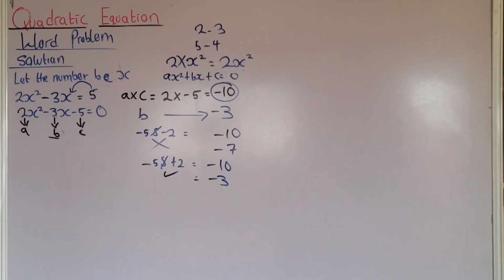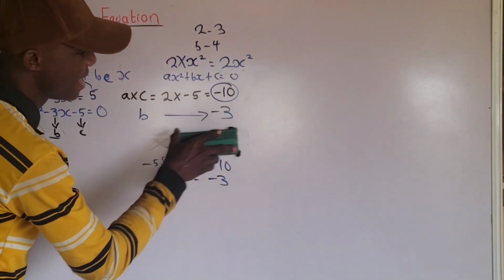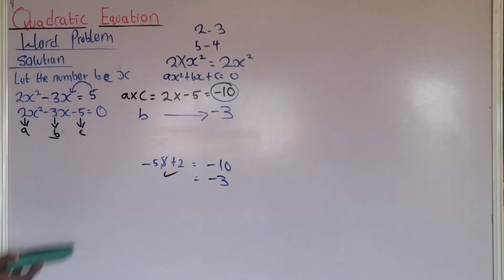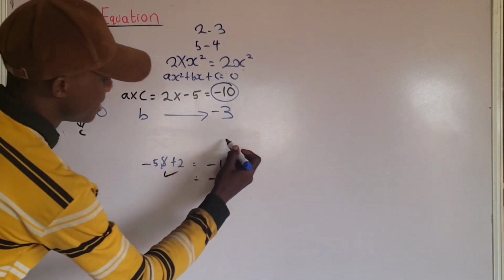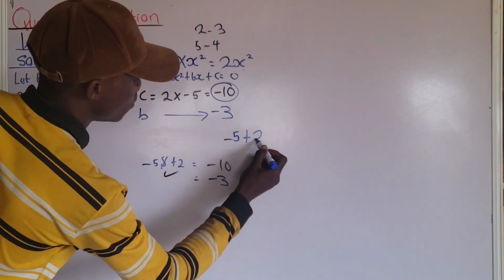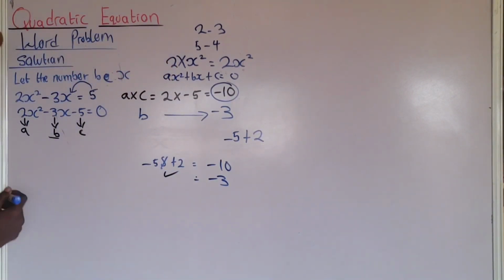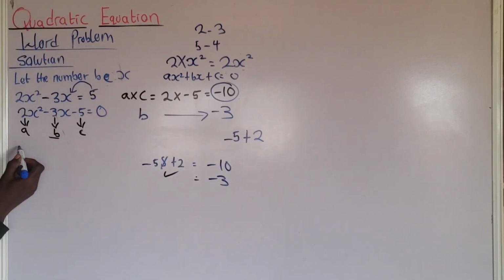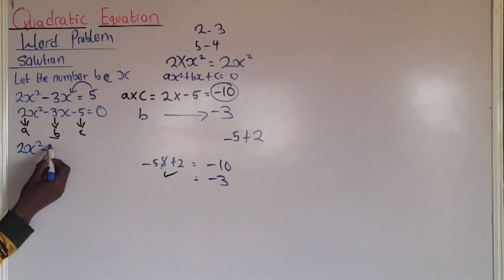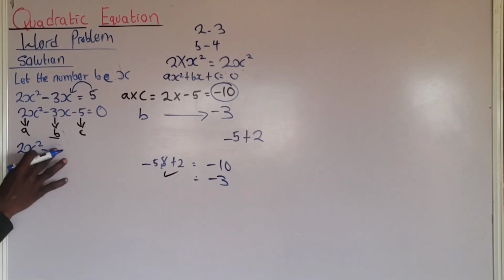We are going to make use of negative 5 and 2. Now, since you have already gotten those two numbers, the next step is that you are going to replace b by those two numbers. Are you paying attention? So what I need here is negative 5 plus 2. Now, I'm going to replace b by these two numbers. So here I'm going to have 2x squared, and I'm not going to write minus 3.